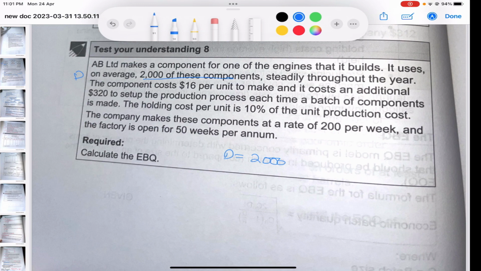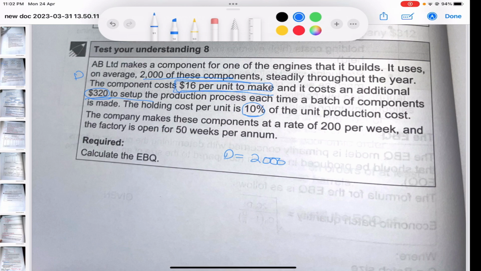So 2000 is my annual demand. The components cost 16 per unit to make. So 16 per unit to make would be the cost of, just a second, we'll come to it. And it costs an additional 320 to set up the production process. So setting up cost is going to be 320. The holding cost is 10% of the unit production cost. 16 is the unit production cost.